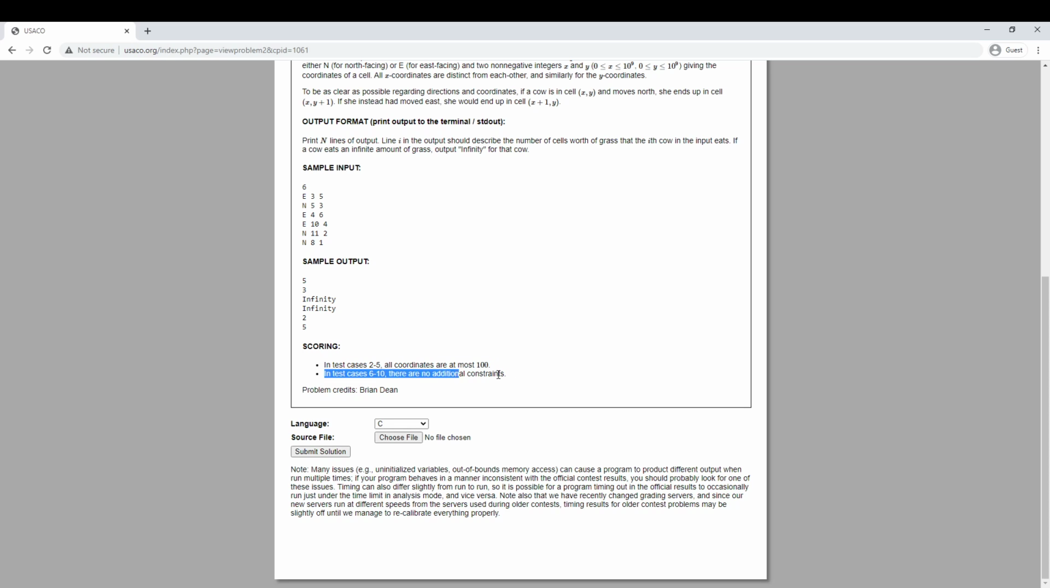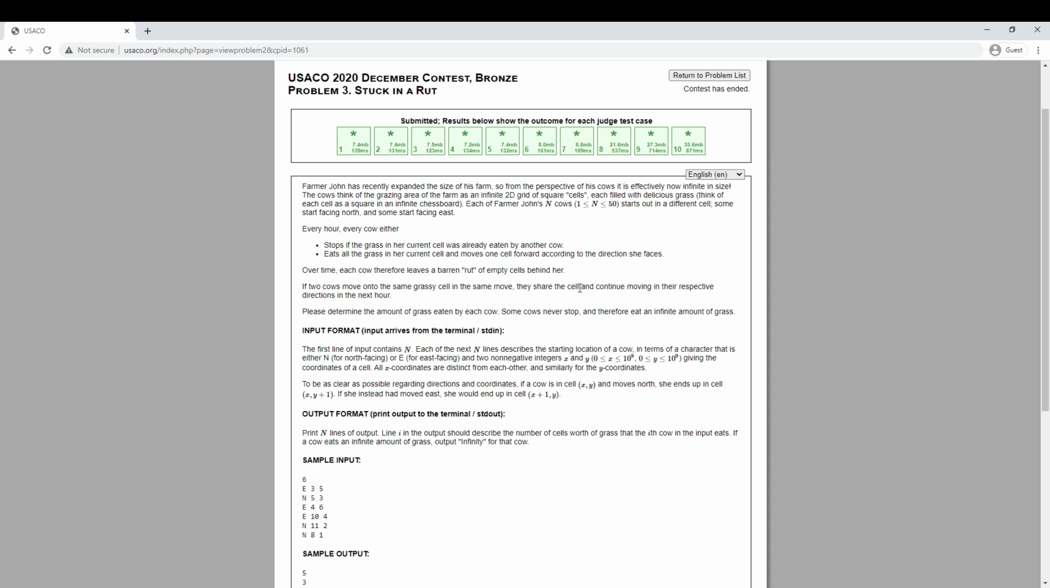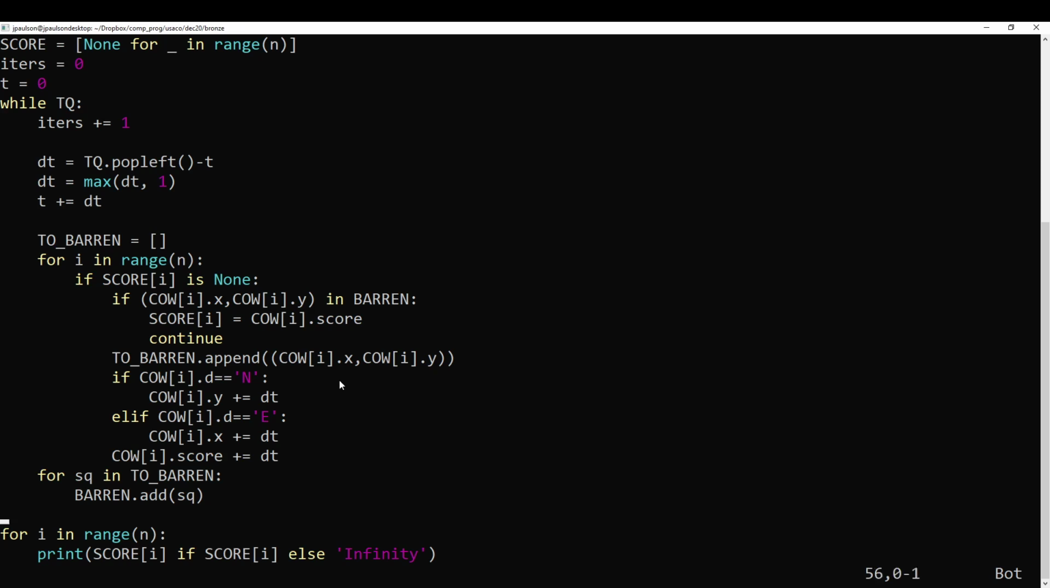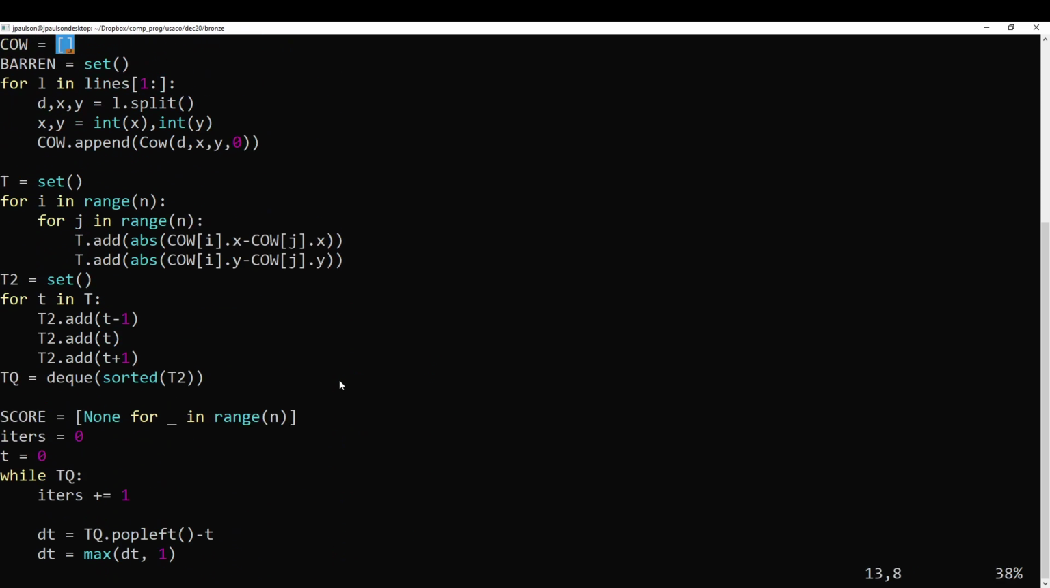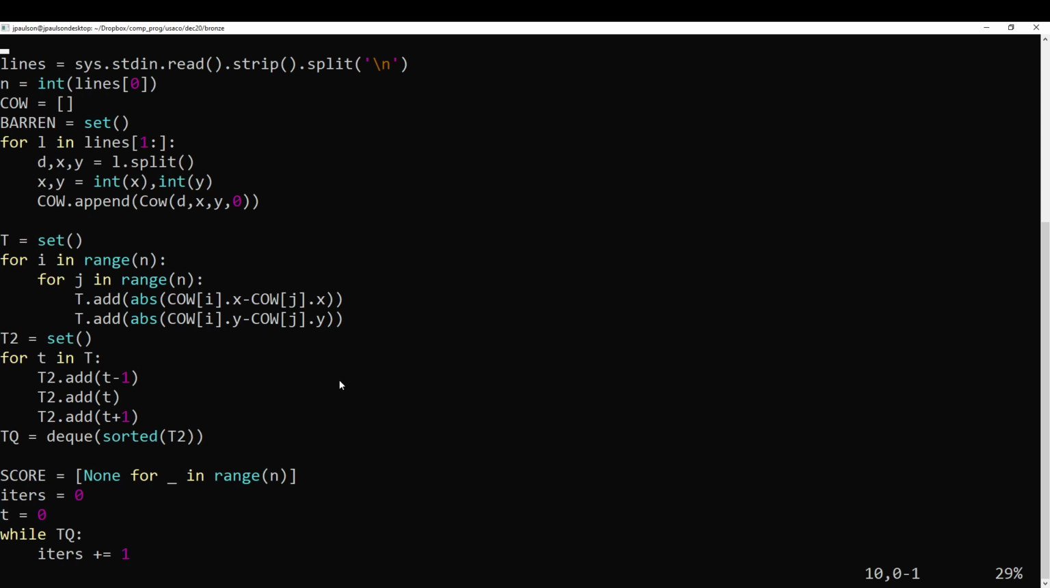But there are also large test cases with the coordinates up to 1 billion. And so that means that it might take about 1 billion time steps for the cows to run into each other. And that's too slow to simulate, one step at a time. But we can use a trick. It's often called coordinate compression, which is that only some of the time steps are interesting.